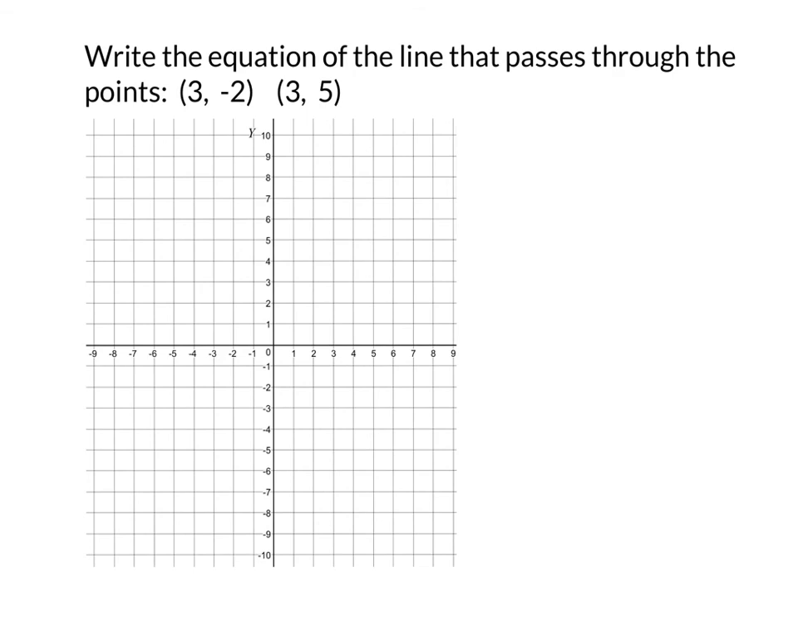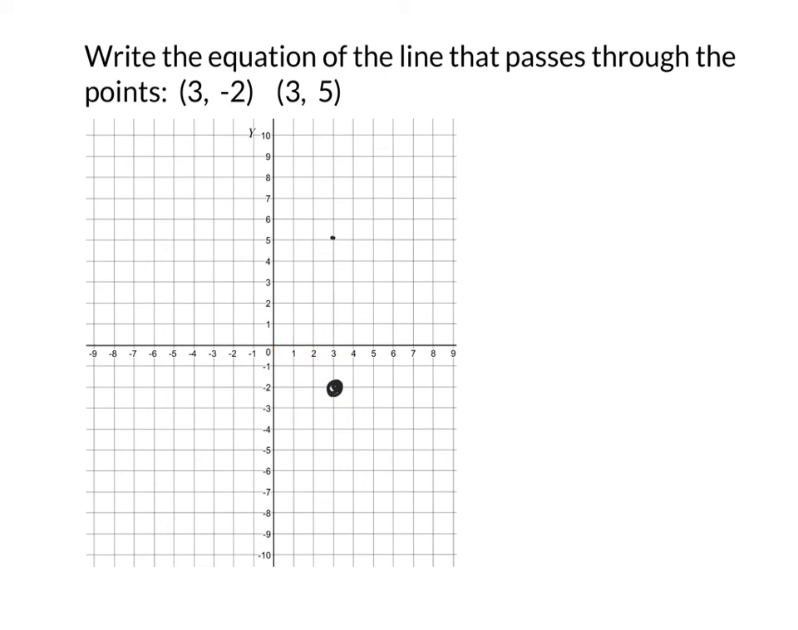And finally, let's write the equation of the line that passes through these 2 points. Now notice that these 2 points have the same x value. So let's graph those points. We've got 1 point at 3, -2. So from the origin, we go to the right 3 and down 2. So we have a point at 3, -2. And then the other point is at 3, 5. So from the origin, we'll go to the right 3 and up 5.